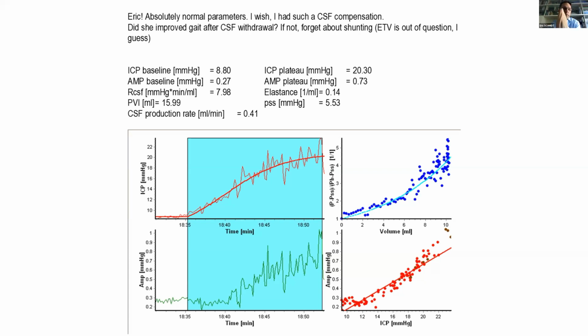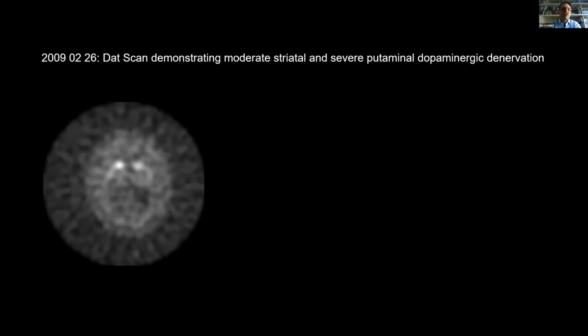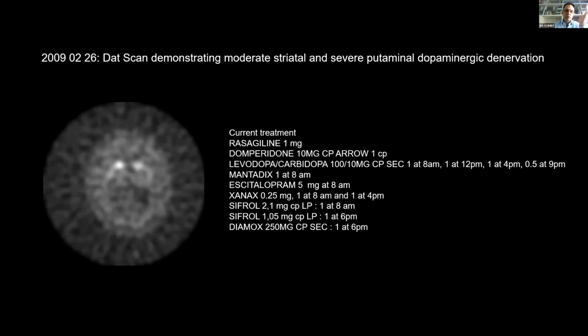I said, but I didn't do anything. I didn't properly treat your disease. But she told me, yes, but I feel better. I quit my antidepressive pills, and after a while, as time goes on, in fact, it gets worse. And we ultimately had the clue, and she had a DAT scan that demonstrates clearly that she had a moderate to severe putaminal dopaminergic denervation, then obviously this woman had a condition related to neurological disease, and now she's treated as a Parkinson disease, not actually as a hydrocephalus problem.